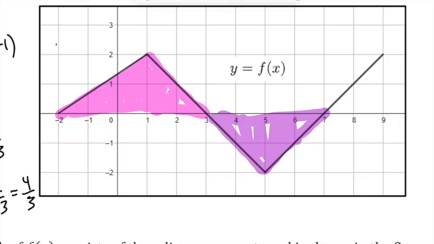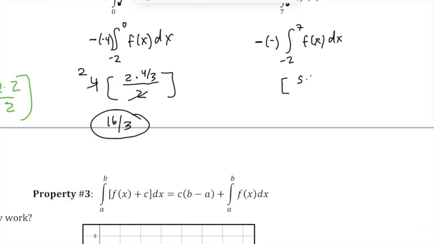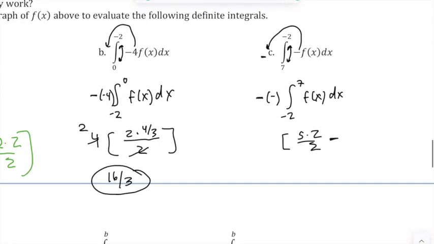So again, this area is going to be base of 5, height of 2. And this area is going to be a base of 4 and a height of 2. Base times height divided by 2. Subtract base times height divided by 2. And so we're going to get 5 minus 4. In this case, that is equal to 1.